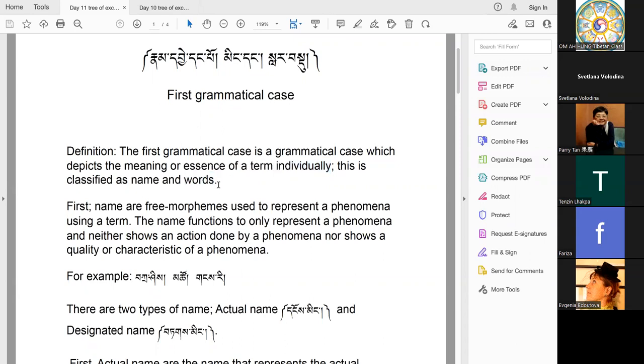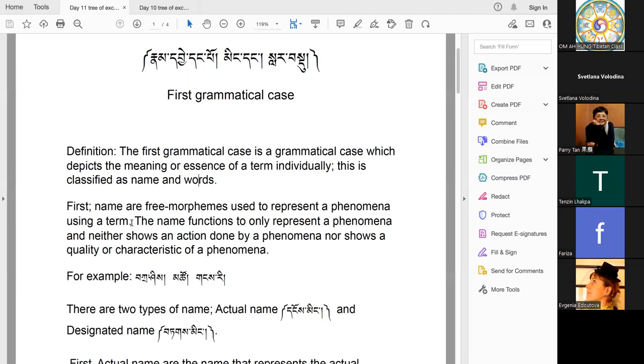Right. So that might have been a slip of the tongue. It is only for the name. It's not for the first grammatical case. For the first grammatical case, there are words, and we must understand that these words only depict the meaning and the essence of the term individually. That's the only definition of the first grammatical case. And the one you said has to be associated with name, Mingzik only.